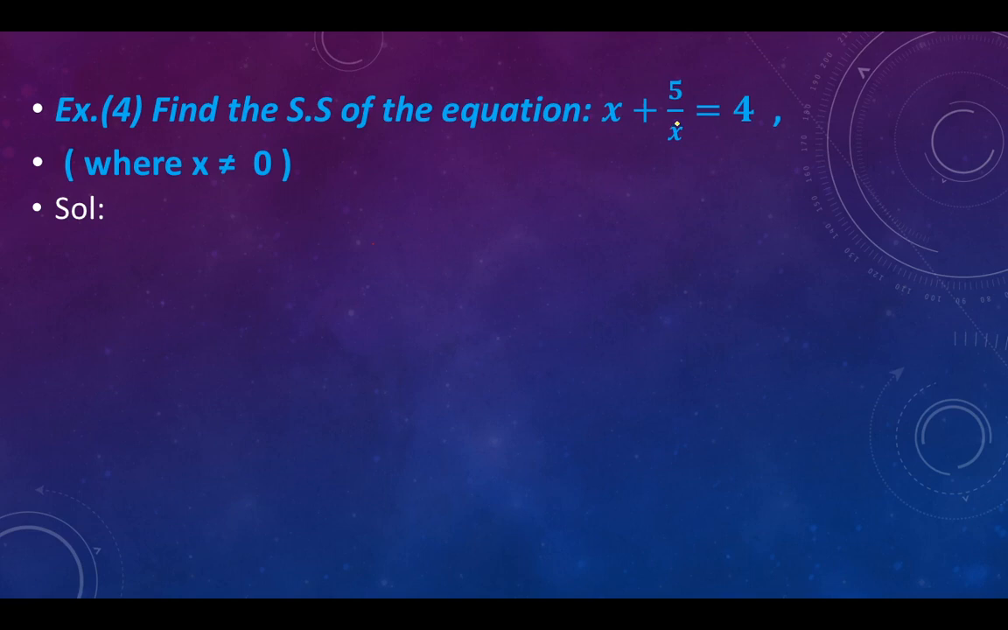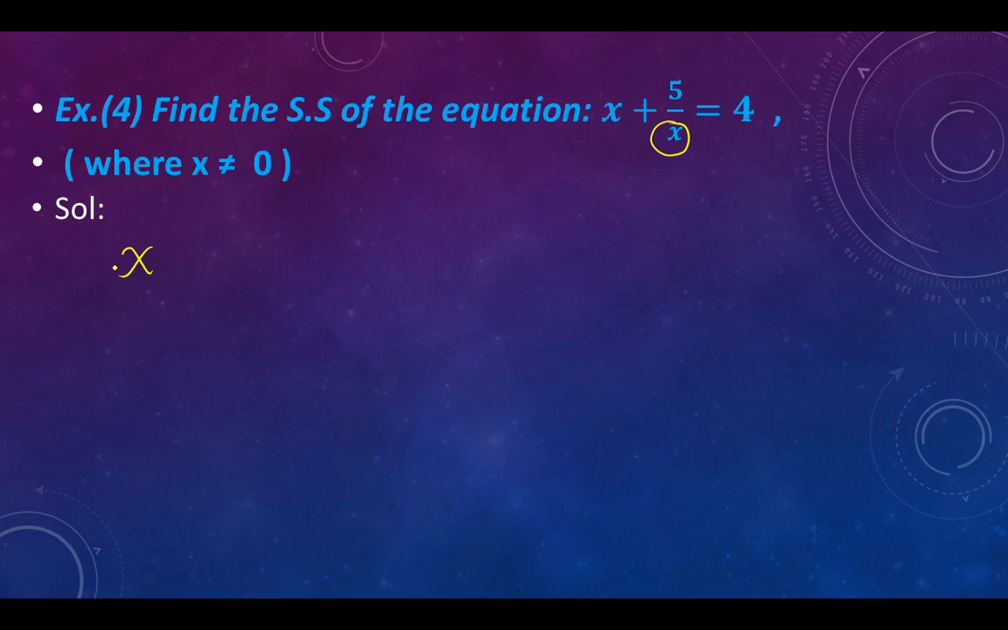Here we have x in the denominator, so we want to get rid of x in the denominator. To do this, you have to multiply all the terms of the equation by x. Okay, let's do it together. Multiply all the terms of the equation by x.